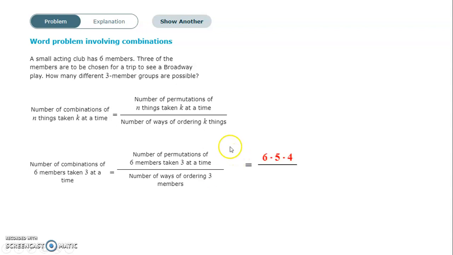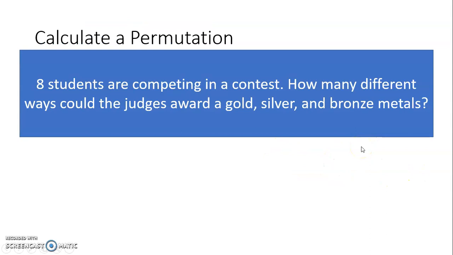It turns out when you do that, you do 6 times 5 times 4 because you pick 6 people, then you have 5 people to pick from, you have 4 people to pick from, and it turns out you can order 3 things 6 different ways. The first choice you have 3, then 2, then 1. So you do 120, that's the numerator divided by 6, which is the denominator, and you get 20. There are 20 different groups of people that you could send. Again, here it doesn't matter which person in the group comes first.